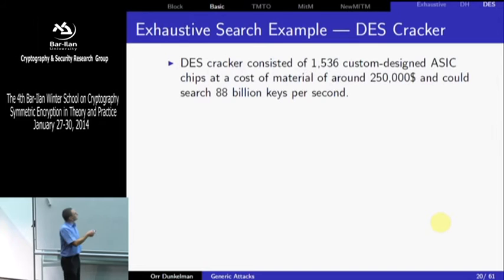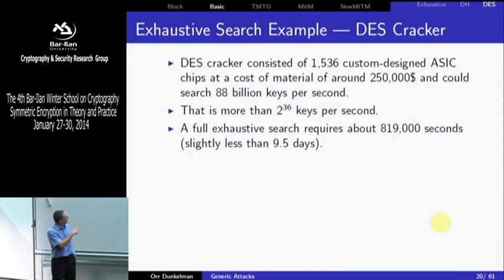The interesting part is that the machine could try 88 billion keys per second. That's a lot. It's 2 to the 36. And a full exhaustive search on a single machine would have taken 9.5 days.